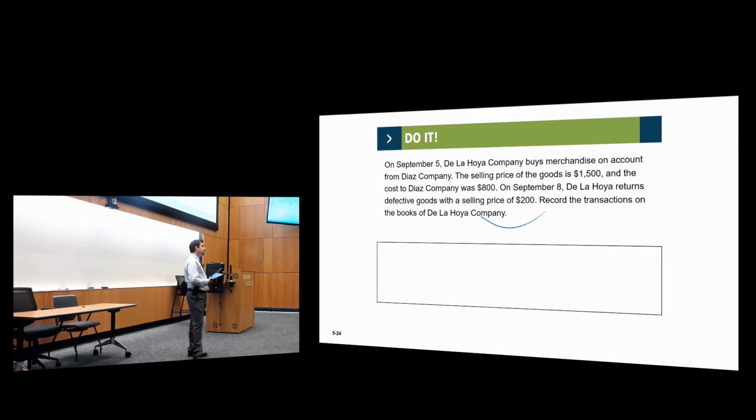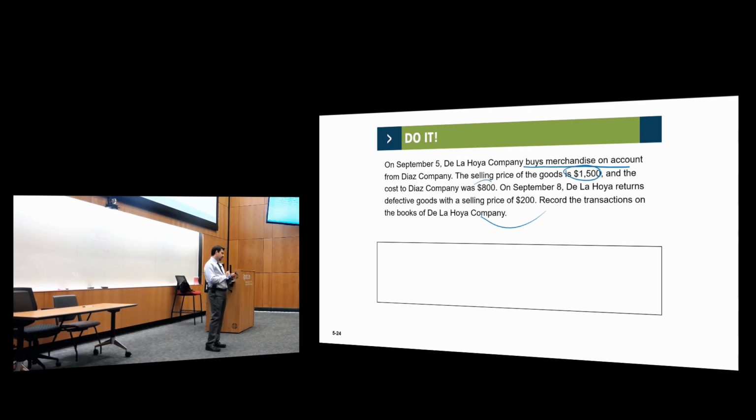When you have a question like that, look at which perspective you're looking at. Are you looking at the seller's books, or the buyer's books? In this case, it's what? The buyer. So here I have to look at it from the buyer's perspective. What was the first transaction? Purchase of merchandise on account. Right? So we know that inventory increased and accounts payable increased. You have more liabilities now. You have a new debt. That was for the selling price of $1,500.